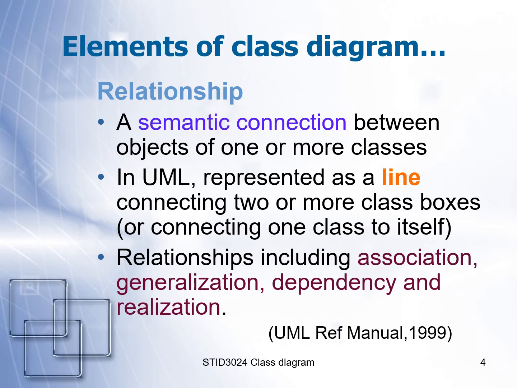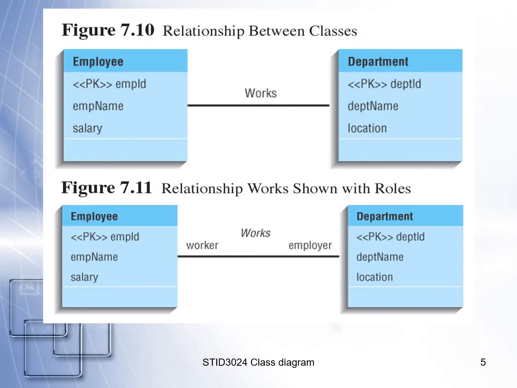Okay, once you have identified the classes, the next thing to think about is how you can show the relationship between the classes. It's actually a semantic connection between objects of one or more classes. In UML, you represent this relationship in the form of a line. And there are several types of relationship that you can show between the objects of the classes: association, generalization, dependency, and realization.